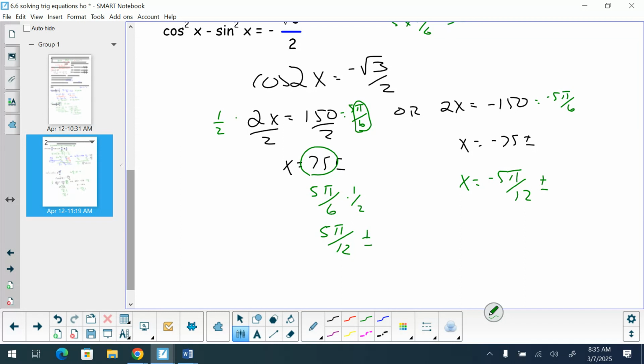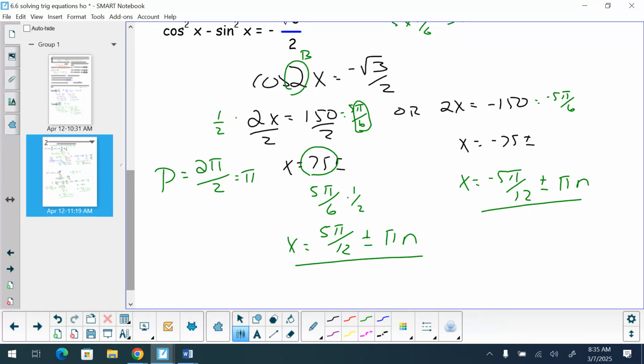Now the one thing we have to watch out for is we've turned our b value back into a value of 2. So the period is going to be 2 pi divided by 2, or the value of pi. So we have plus or minus pi n.